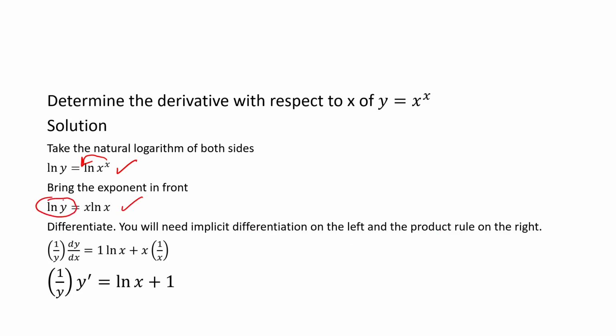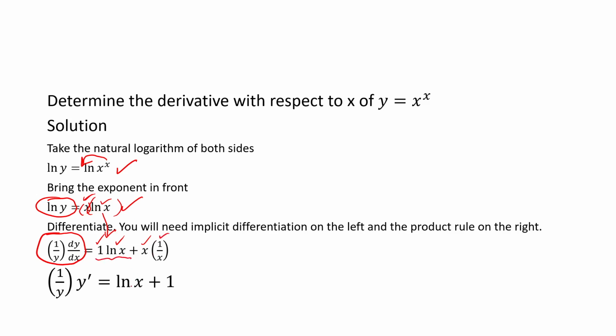The derivative of ln x with respect to x is 1 over x. So the derivative of ln y with respect to x using the chain rule or implicit differentiation is 1 over y dy dx. That'll always be the case. And then the derivative of the right-hand side can be determined using the product rule. We've got x and we've got ln x. The derivative of x is 1 times ln x plus x times the derivative of ln x, and we just said that's equal to 1 over x.